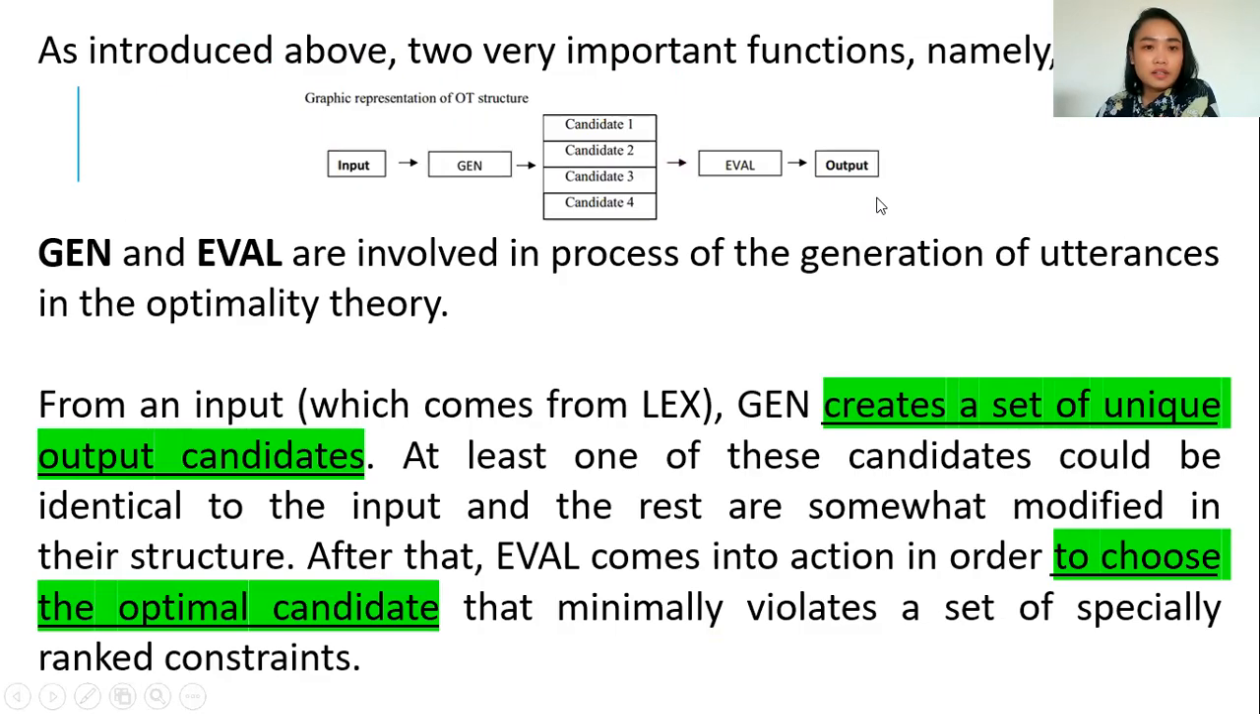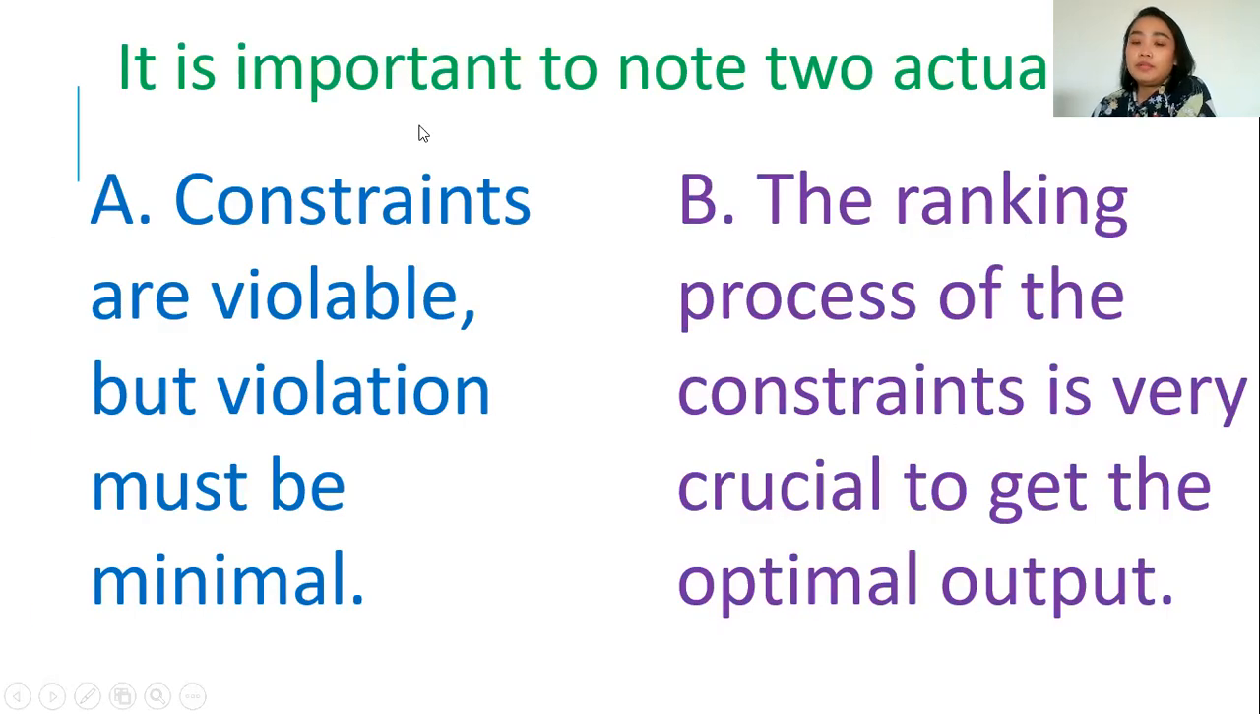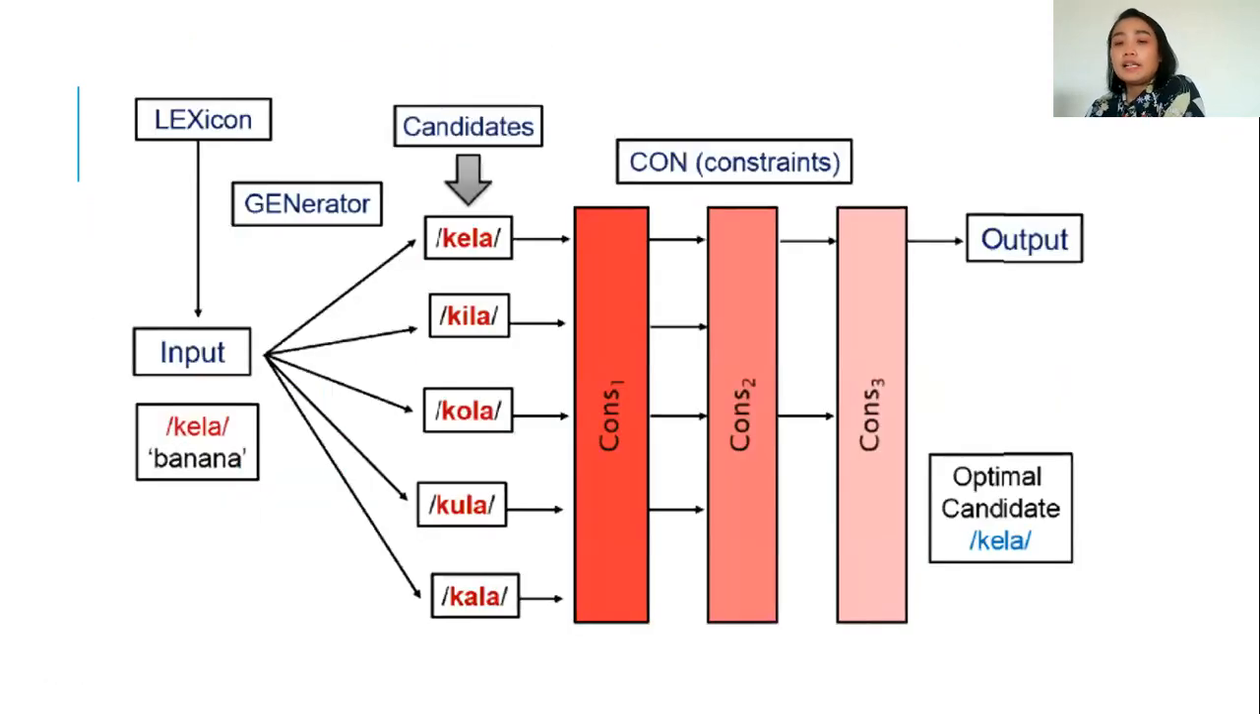The main thing that we need to underline when we evaluate is the constraints. Constraints are violable, but violation must be minimal. And then another one, we need to see the ranking process of the constraints, because it's very crucial to get the optimal output. Okay, so here it is. For example, we take an example, Kela.